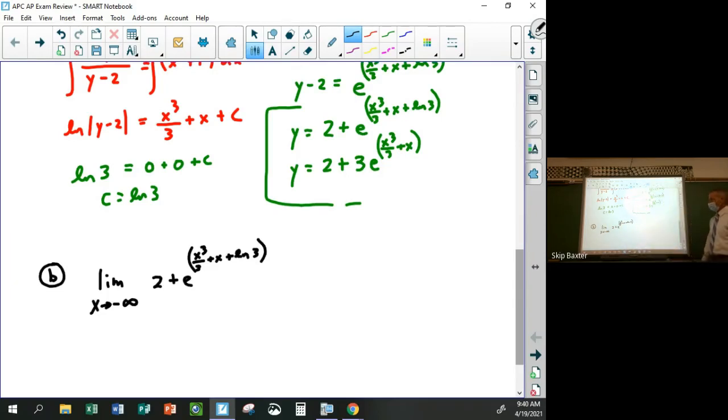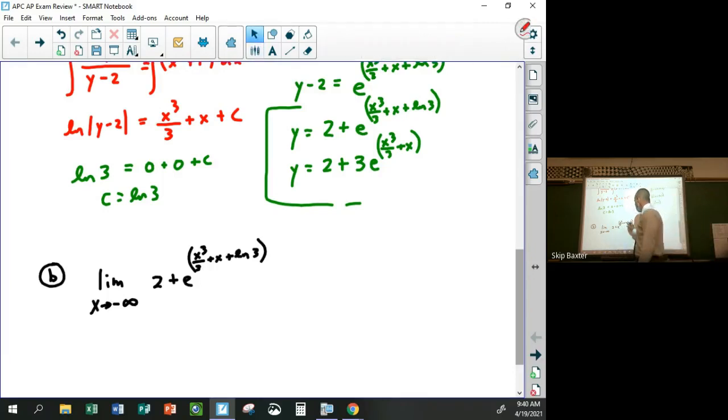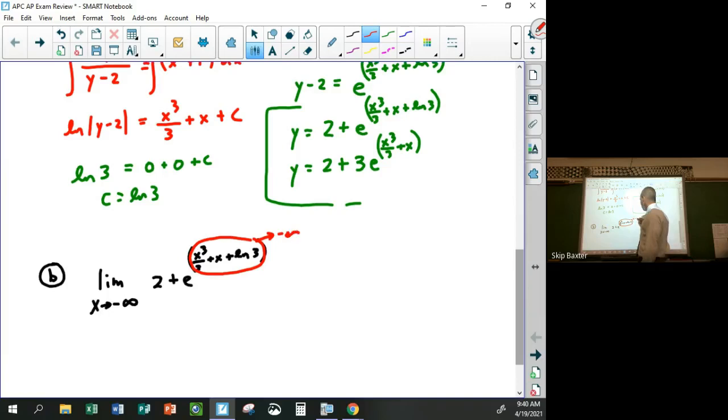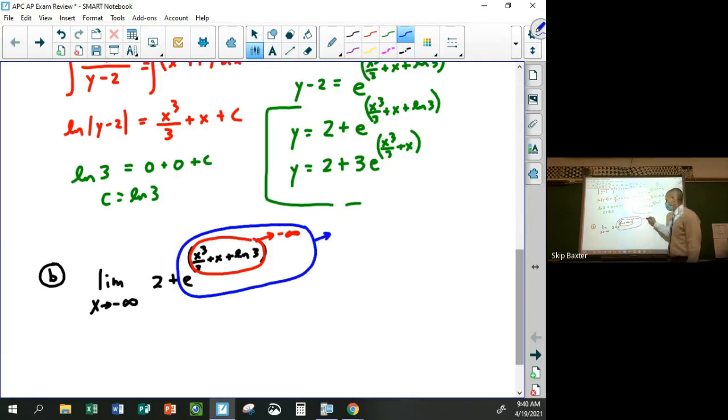So the first thing that you should realize is that if you substitute a negative infinity here, then this whole exponent is going to negative infinity, right? Because if you take a negative and you cube it, and you take a negative and you just have it there, this whole thing is going to be going to negative infinity. Agreed? But if the whole thing is going to negative infinity, then e to that power is going to be going to 0. Right? Because if you think about what e to the x looks like, as x goes to negative infinity, e to the x goes to 0.